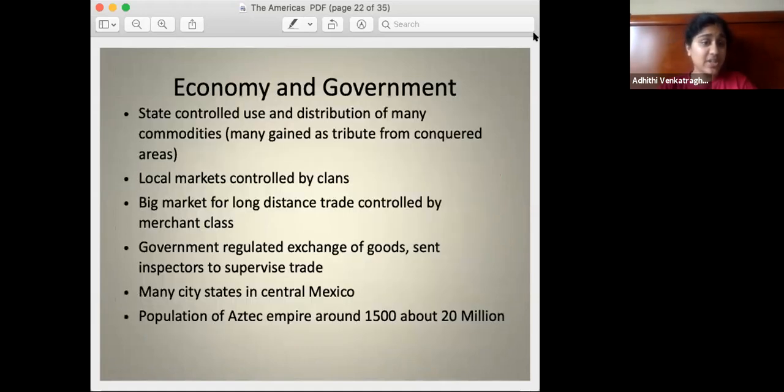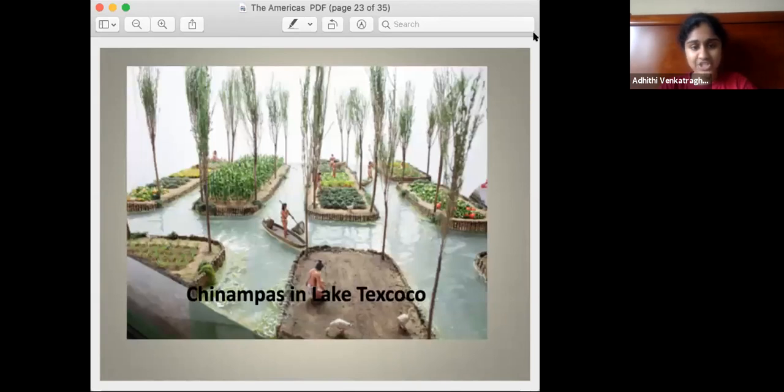This is economy and government. The state controlled use and distribution of many commodities, as many were gained as tribute from conquered areas. Local markets were controlled by clans, with a big market for long-distance trade, which was controlled by the merchant class, and the government regulated exchange of goods, sent inspectors to supervise trade, and many city-states were in central Mexico. The population of the Aztec Empire in 1500 was about 20 million. This is chinampas in Lake Texcoco.